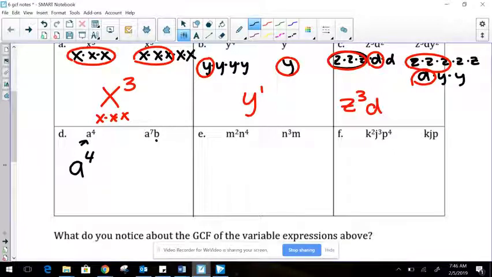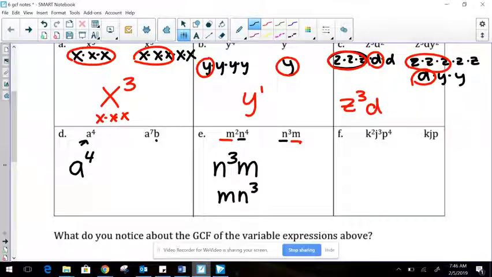Okay, next one here, let's look at my n's. I have n to the 4th, n cubed. N cubed is the lower amount. That can be taken out of both of them. And if I look at my m's, I have m squared and just plain m. The smaller one here is m. That can be taken out of both. That's also included in my GCF. You can write it like this, or you can write it m times n cubed. Doesn't matter which way. Usually they write in alphabetical order, so A, B, C, D, whatever one comes first.